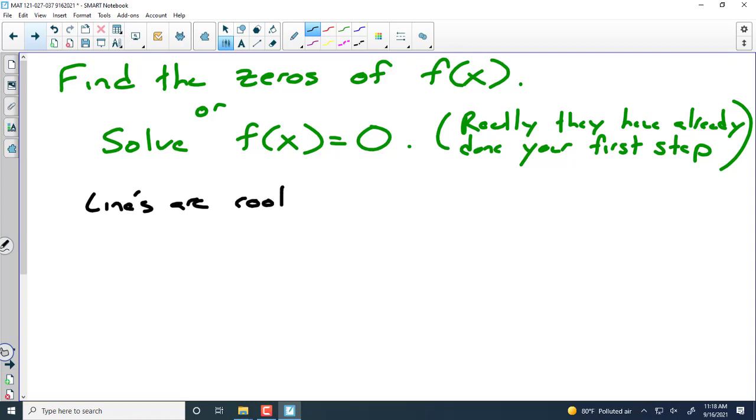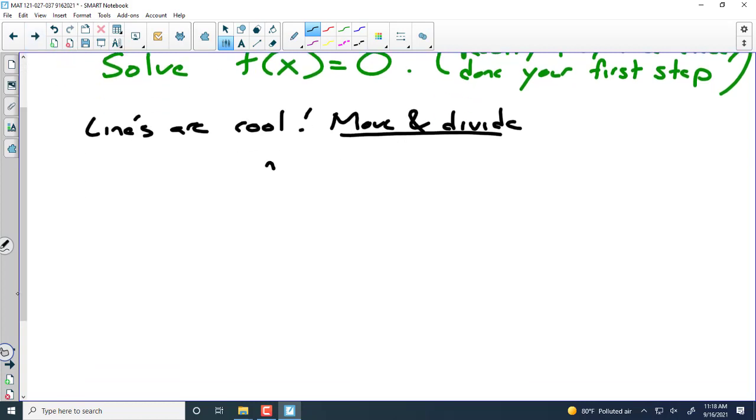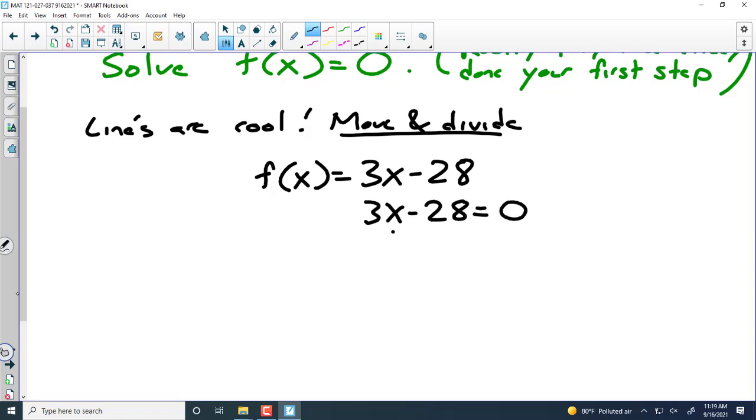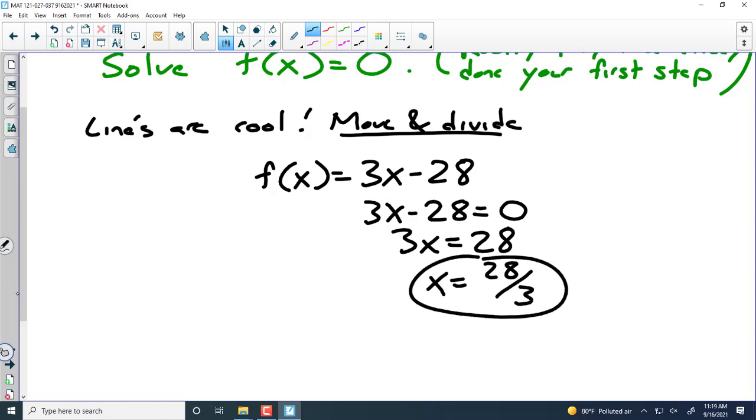Lines are cool. It's just move and divide. What do I mean by move and divide? I mean, if you have something like f of x equals 3x minus 28, you set it equal to 0, you move the 28 over, you divide by the 3, and you're done. Lines are awesome to find the zeros of.